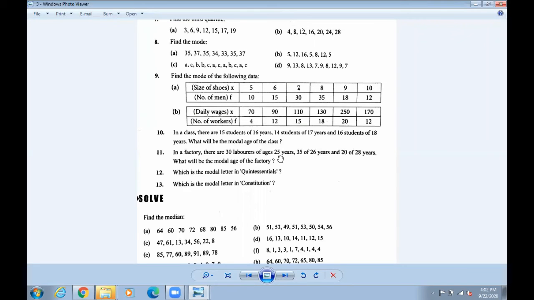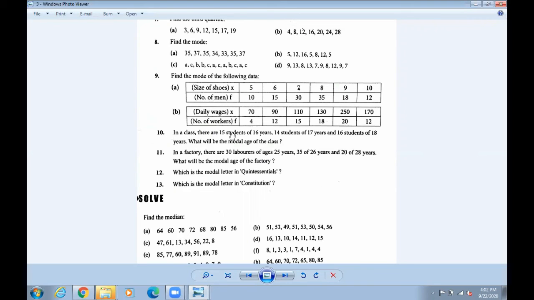No need to make the format; make this one only. So we need to see at f. F is 35, and 35 is the highest repeated. Therefore mode equals 8. Again, inside the bracket add: since it has the highest repeated frequencies. Okay, so let us go to number 10.